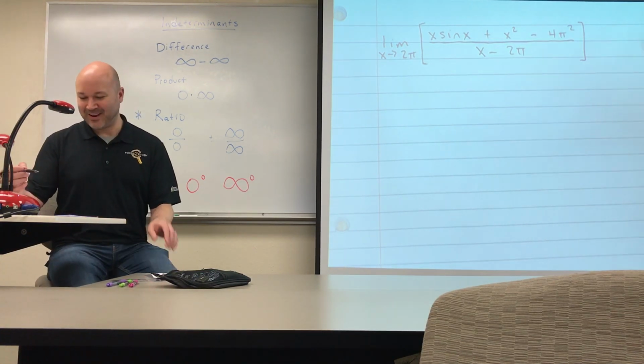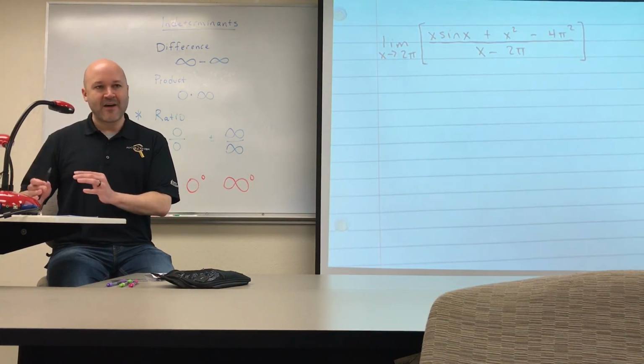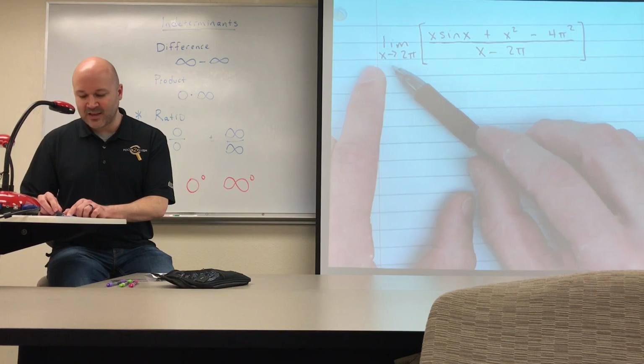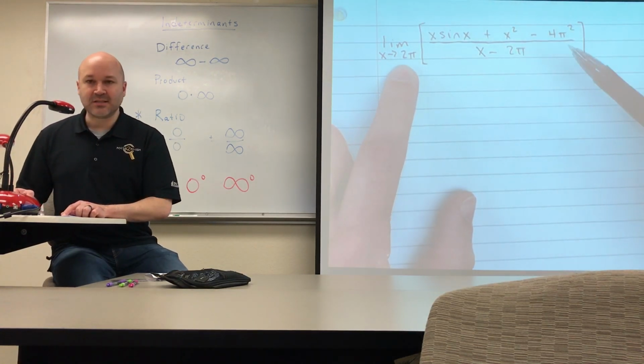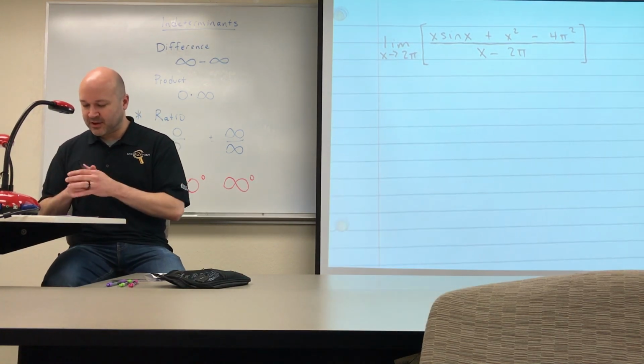Looks kind of nasty. All right, but it's just a limit. So this is some function. If I were to graph it and look at the picture, I want to know what the function is doing as x approaches 2 pi. In fact, you could plug this into Desmos and probably just see what it's approaching. But I'm going to show some calculus.